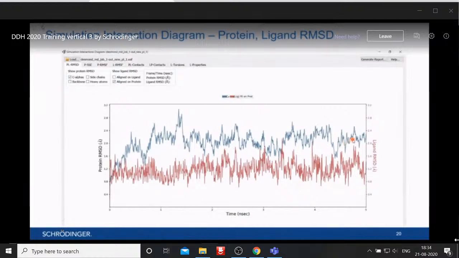So in a way, whenever you have fluctuations within 0 to 4 angstrom for your protein structure, it is considered as stable fluctuations, and you can rely on the MD simulation that everything is fine with your MD simulation. The same thing applies for a ligand, but for the ligand you should not have bigger fluctuations in your RMSD value. So this is one of the analyses from the simulation interaction diagram.